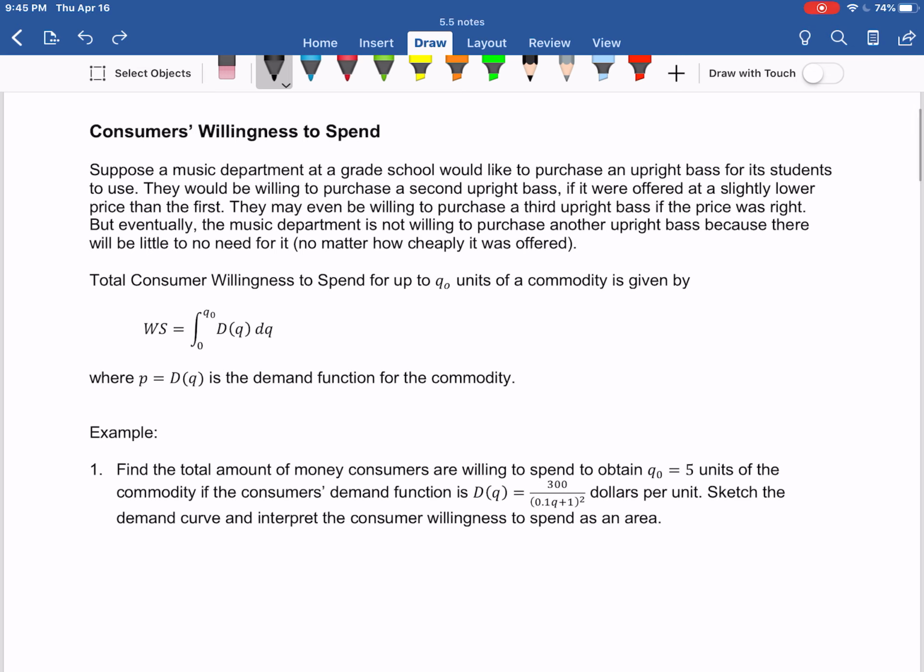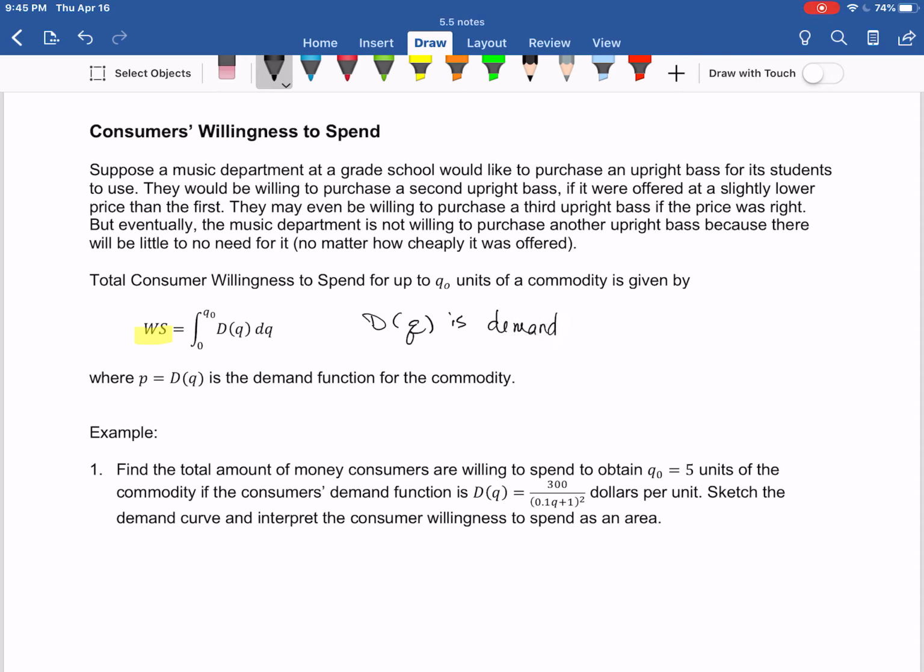So the total consumer willingness to spend for up to Q naught units of a commodity is given by, I'm calling this WS for willingness to spend. So we're right here. WS, willingness to spend. How much are they willing to spend? Now this is found by taking the integral from 0 to that top quantity that you're being given of your demand function. D of Q is your demand function.